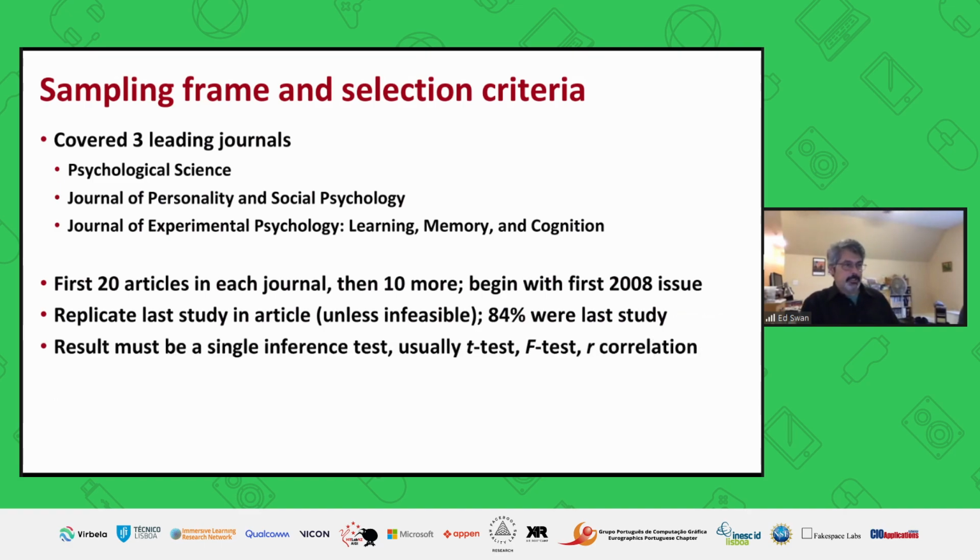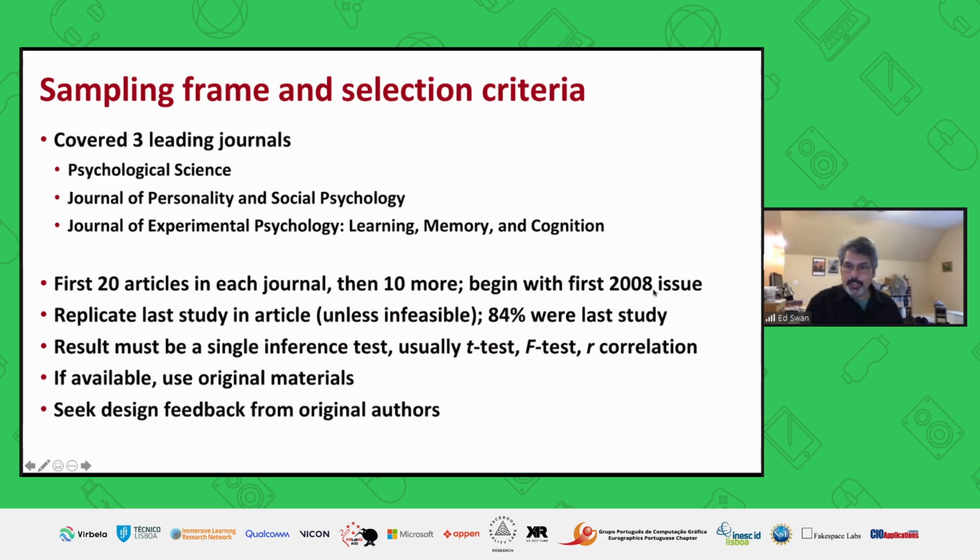The result to be replicated must come down to a single inference test, a hypothesis test, usually either a t-test or an f-test or a correlation. And if available, they would use the original materials for the experiment. They would get the original materials from the authors.